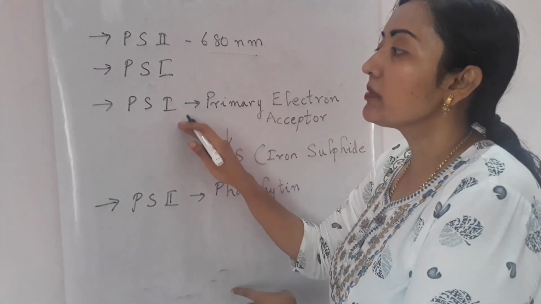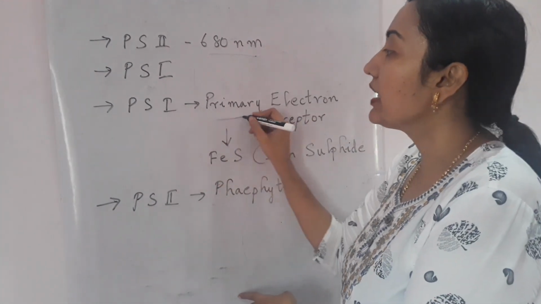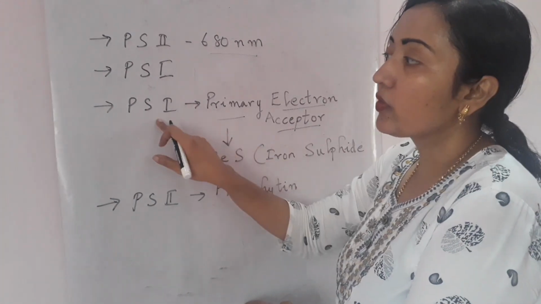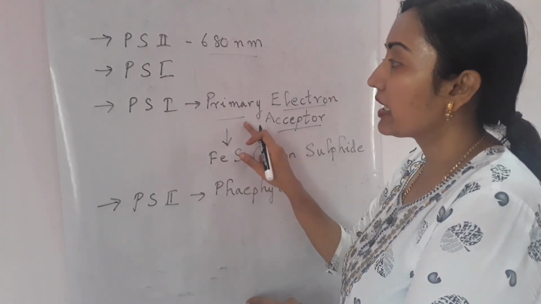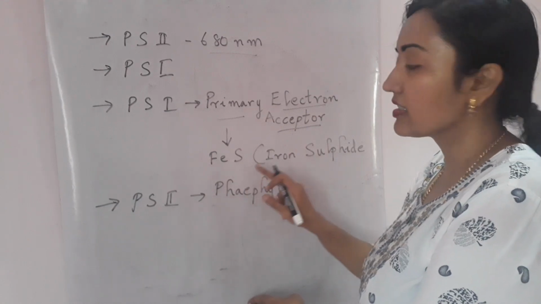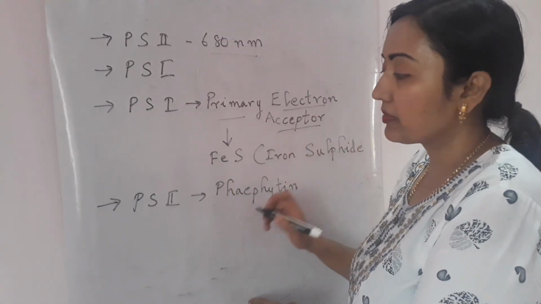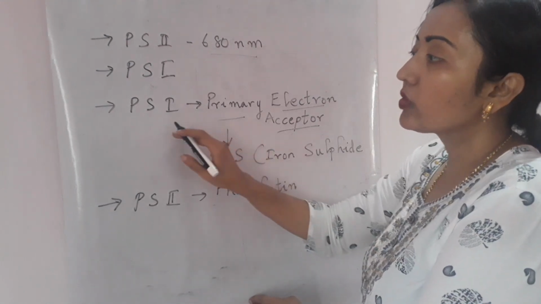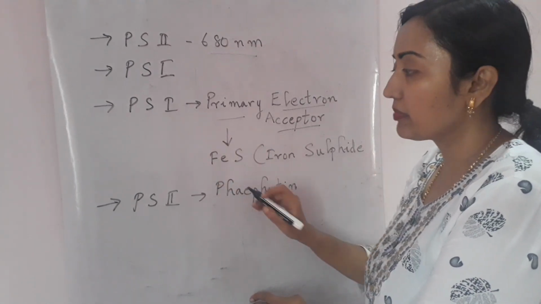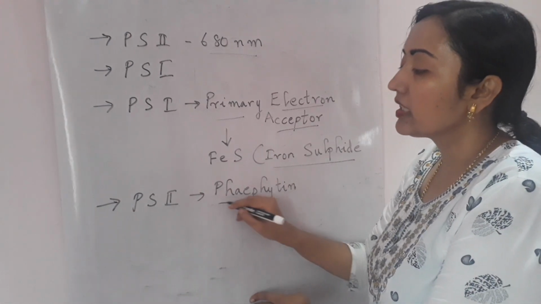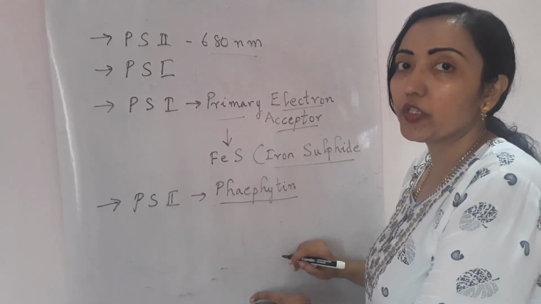In photosystem 1, the primary electron acceptor is FeS, iron sulfide. In photosystem 2, the primary electron acceptor is pheophytin.